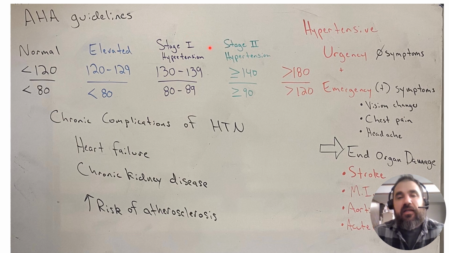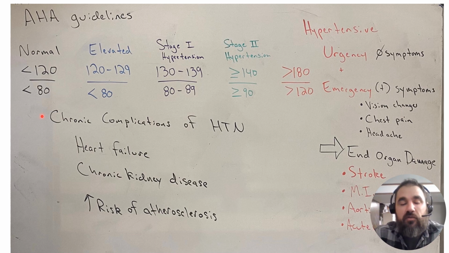Stage 2, either 140 or greater and or 90 or greater diastolic. That's your stage 2 hypertension, and that obviously definitely needs to be treated. But even if you're in stage 1, people are making the argument this still needs to be treated because it's too high and you're going to have potential negative outcomes.